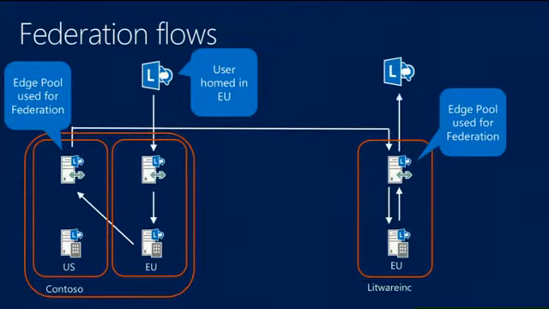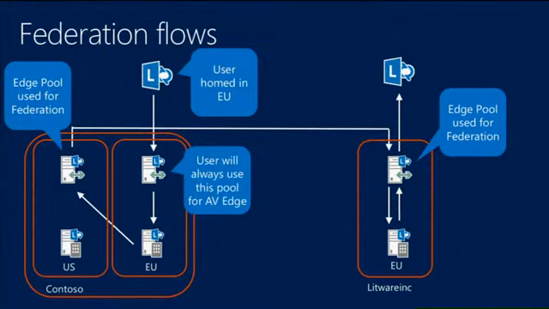So from a signaling perspective, it travels around the world. Again, it's just signaling, it's just my presence, my IMs, it's not a lot of traffic, and latency is not as important as for real-time traffic. Whenever I want to have a call to the Europe user, I will use the AV edge server that is assigned to me. So it doesn't matter where the signaling goes, the AV edge server assigned to me will always be used.